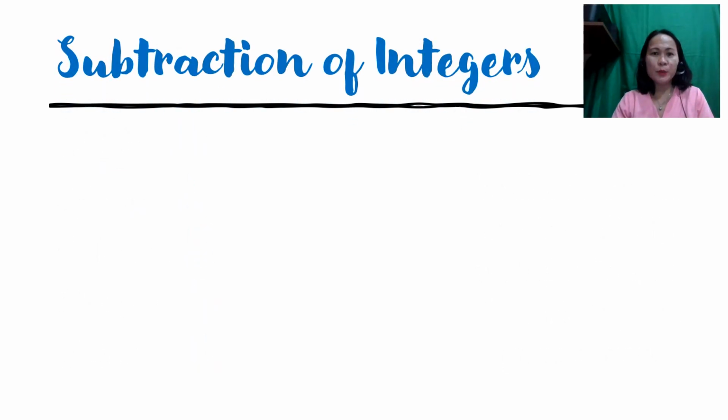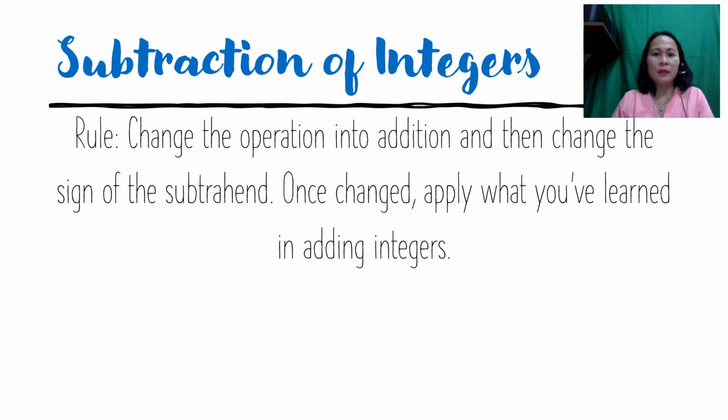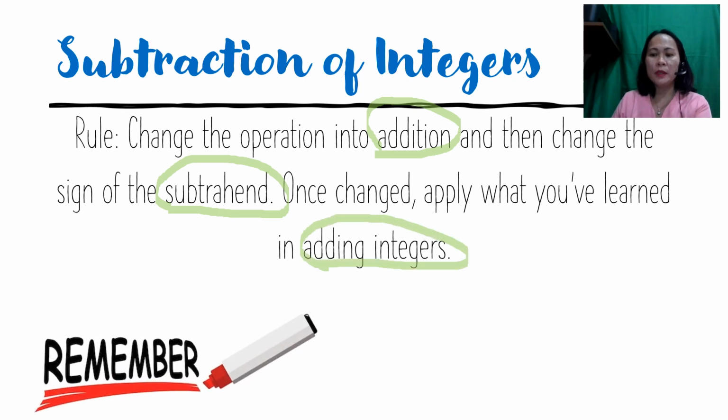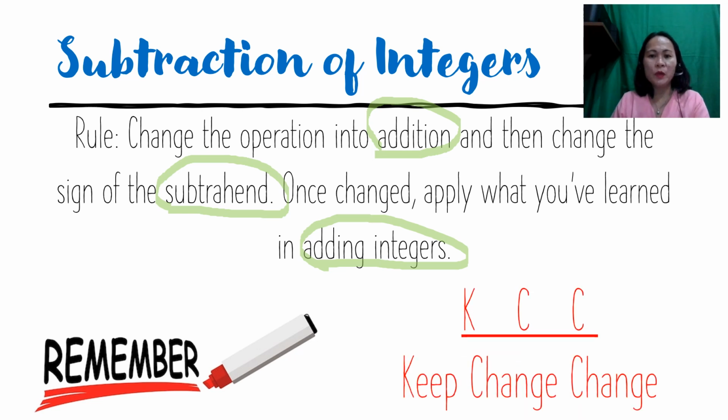Next, we have subtraction of integers. Rule: change the operation into addition and then change the sign of the subtrahend. Once changed, apply what you've learned in adding integers. Remember this KCC, which means you have to keep, change, and change.